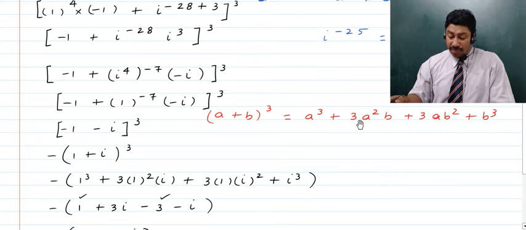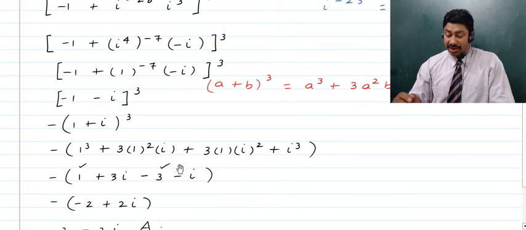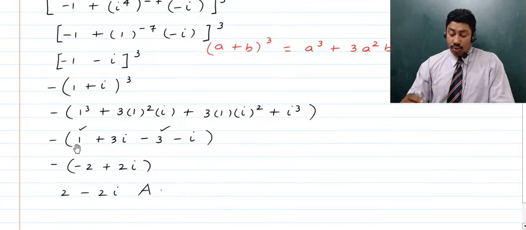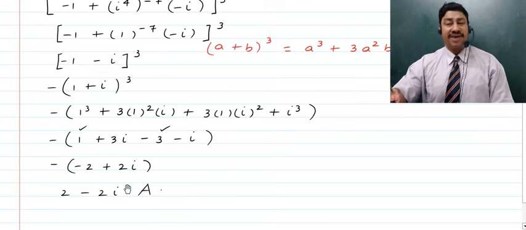Just applying this formula. Now 1 cube will remain 1, 3 times 1 square will be 3 into 1, that is 3, multiplied with i will become equal to 3i. Further, 3 times 1 times i square, which is minus 1, will become equal to minus 3, and i cube becomes equal to minus i. Now 1 minus 3 will become equal to minus 2, 3i minus i will become equal to 2i. So as there is a minus sign outside, it will be multiplied inside to make it 2 minus 2i, and that, children, is going to become the final answer.